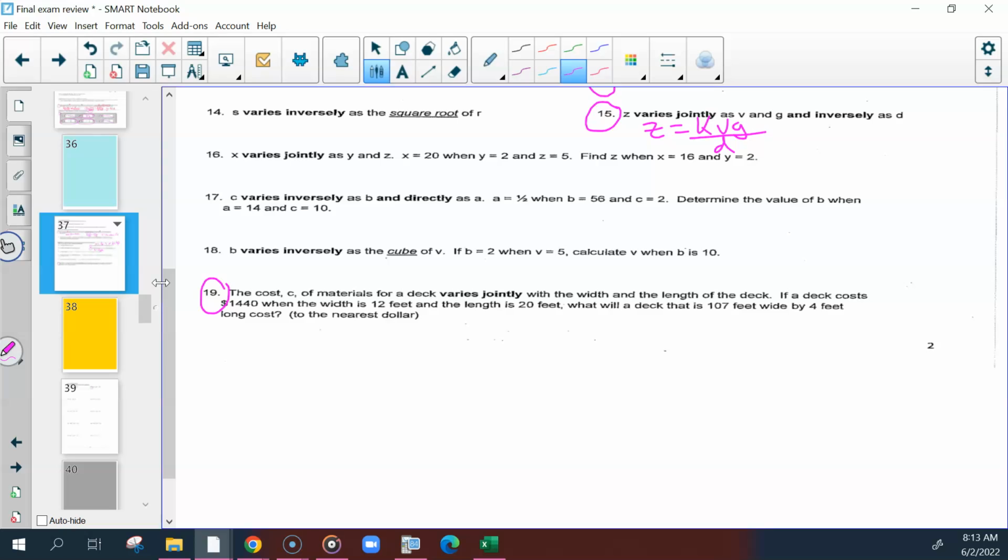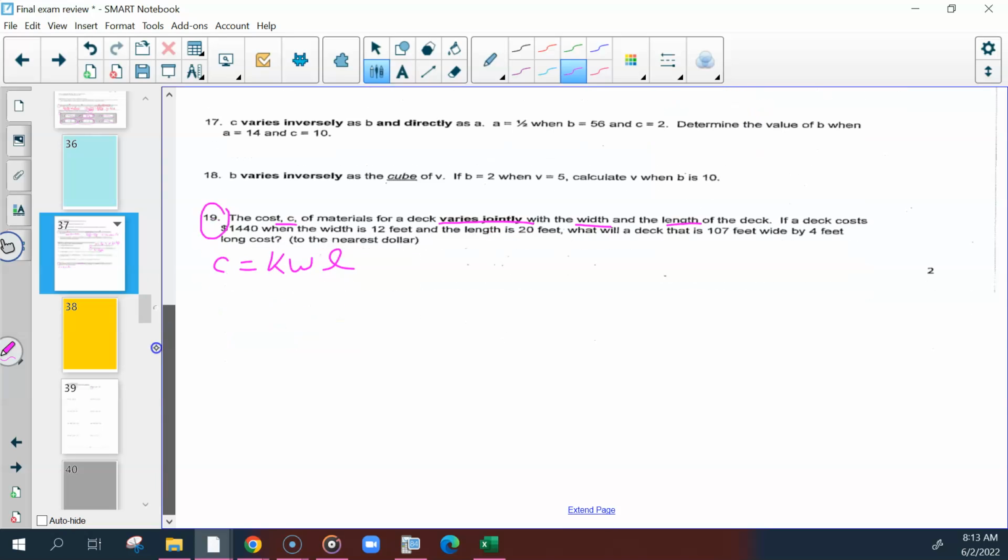Then for 19, we know that the cost C varies jointly. So when we set up this equation, it's something like C equals K times the width and the length. So I can say W and L. Then we would need to solve for K and then figure out whatever else. So we know the deck costs $14.40. We don't know our K value. We know the width is 12 and the length is 20. So we can solve this for K and then go back and solve for whatever it's asking for.